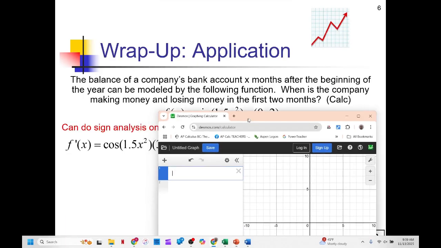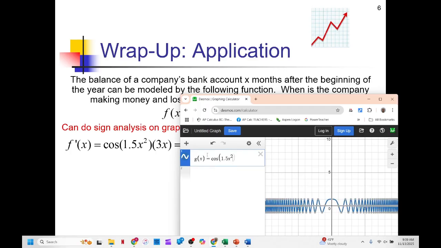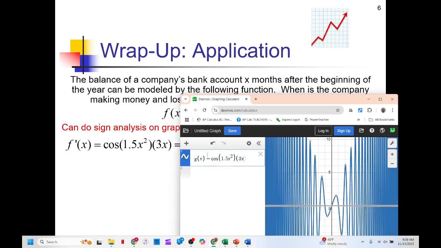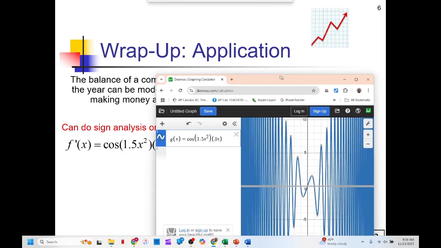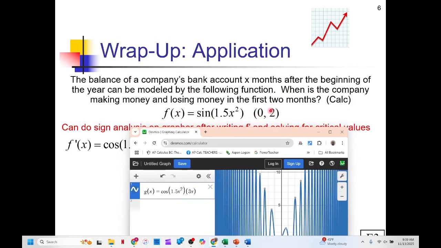and let me write out this function. I'm just going to call this g. So g of x equals cosine 1.5 x squared times 3x. No need to simplify it. And wow, that's pretty wild looking. So we want to figure out what are the critical values and also where is this thing above or below the x-axis, positive or negative. Now the good news is we only need the interval from 0 to 2.